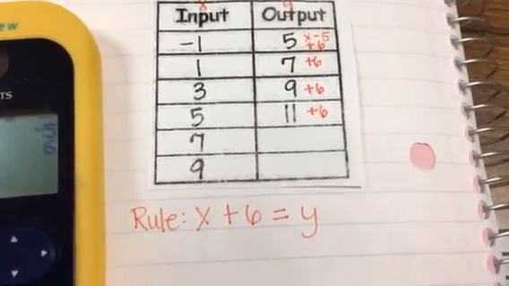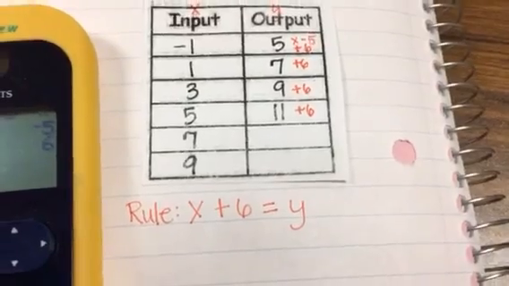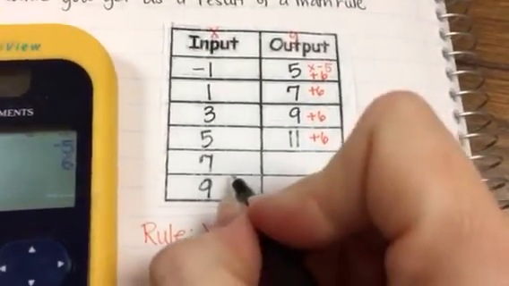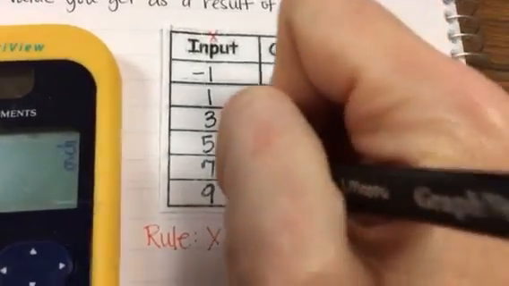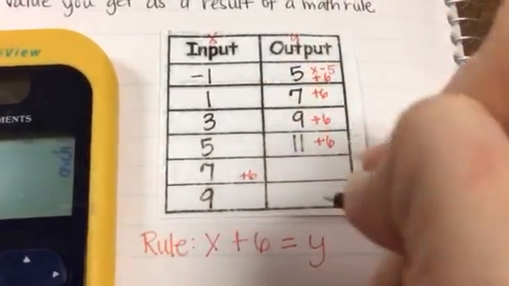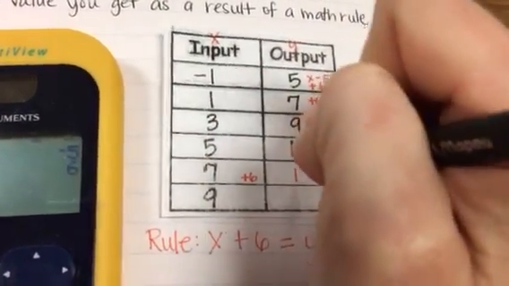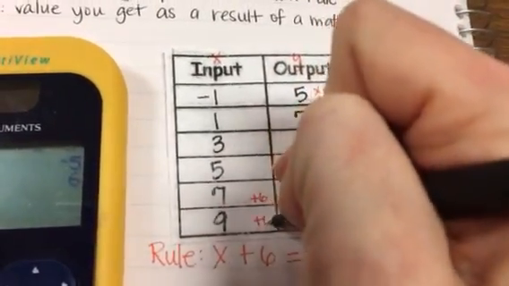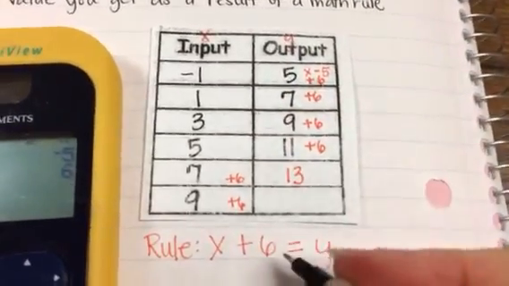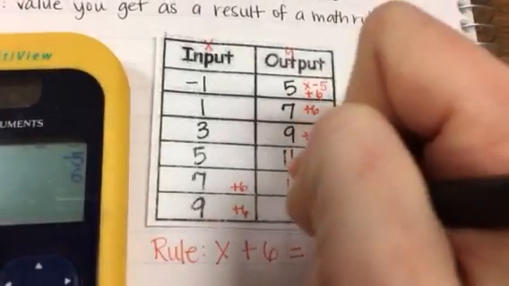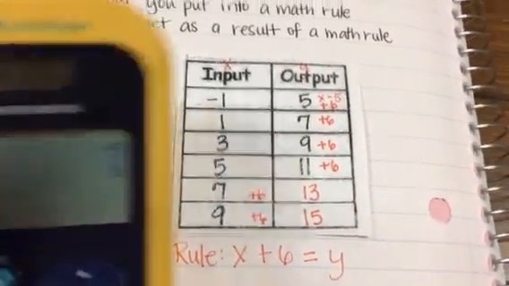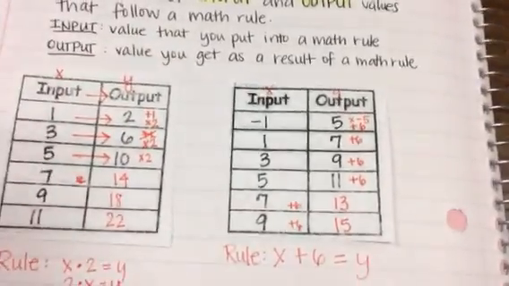Now that we know the rule, we're going to use that to finish this function chart or this function table. So I'm going to take the 7, and what do I need to do with it? I need to add a 6. So 7 plus 6 gives me 13. And then I take my 9 and I add 6. So 9 plus 6 gives me 15. So that function chart or function table is complete.